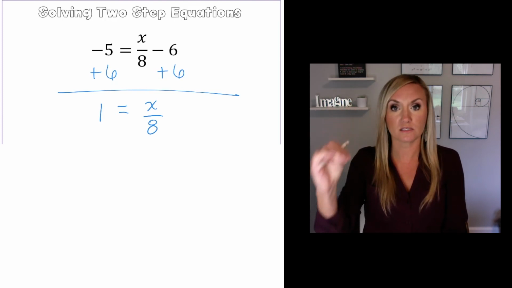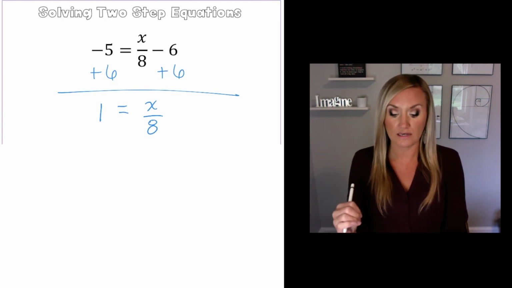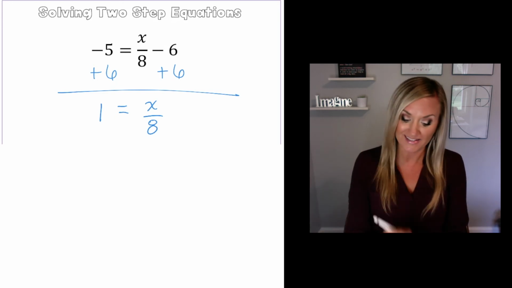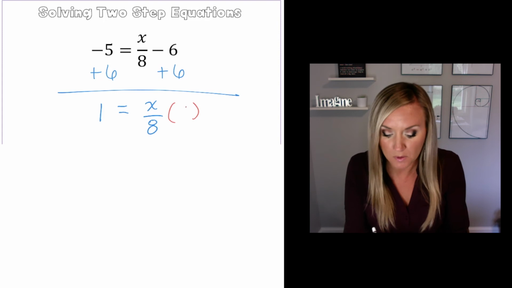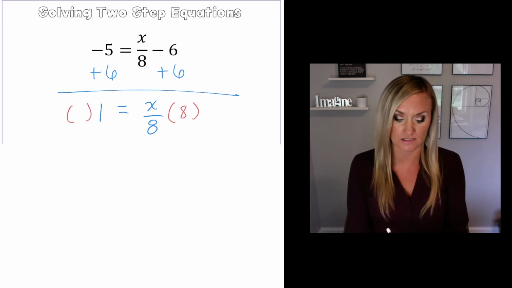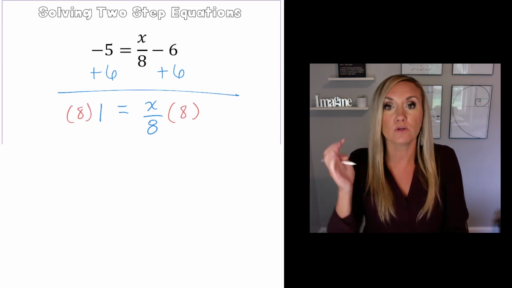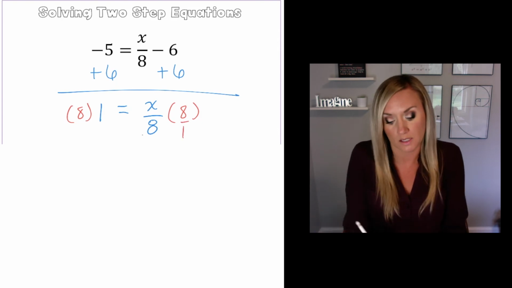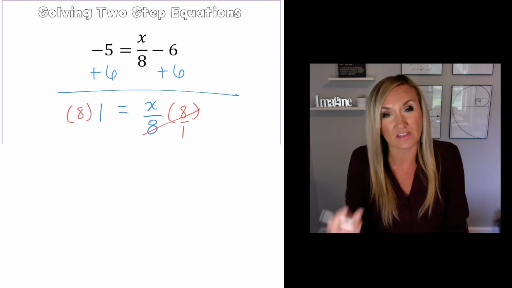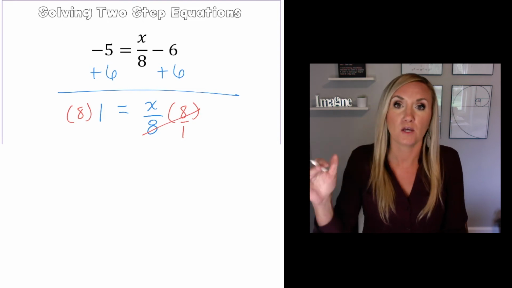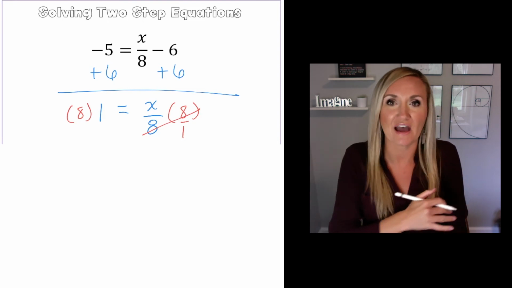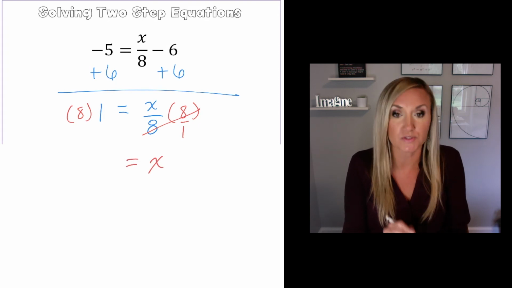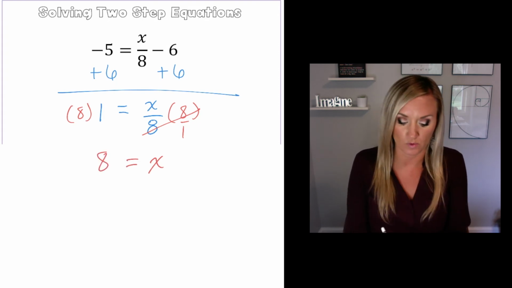Okay, so x divided by 8, we need to multiply each side by, you guessed it, 8. So if we multiply each side by 8, and really when you're multiplying by 8, it's like you're multiplying by 8 over 1 and they cancel. I think that's kind of how you've grown up in math, seeing it that way. And so then you have x equals, and now it's 8 times 1, which is 8.